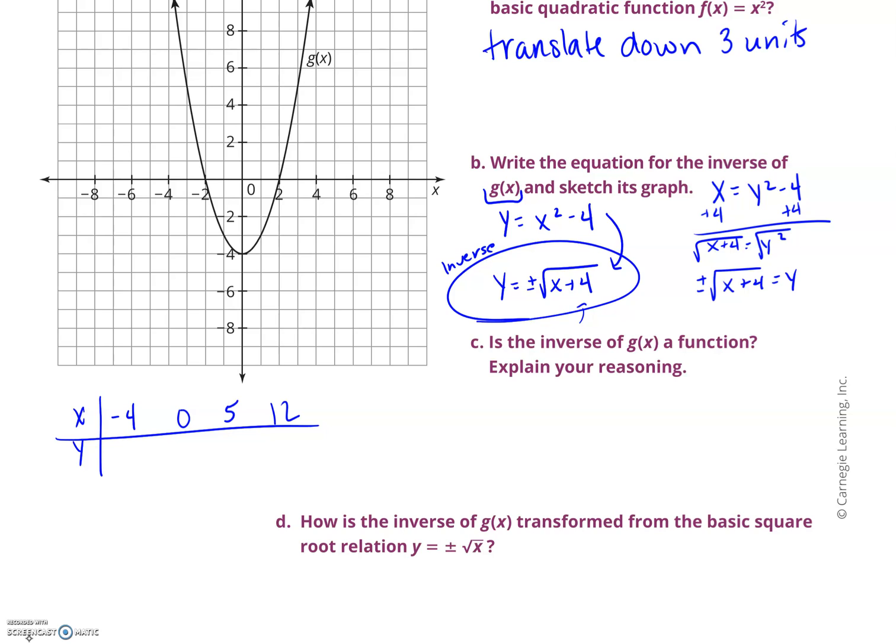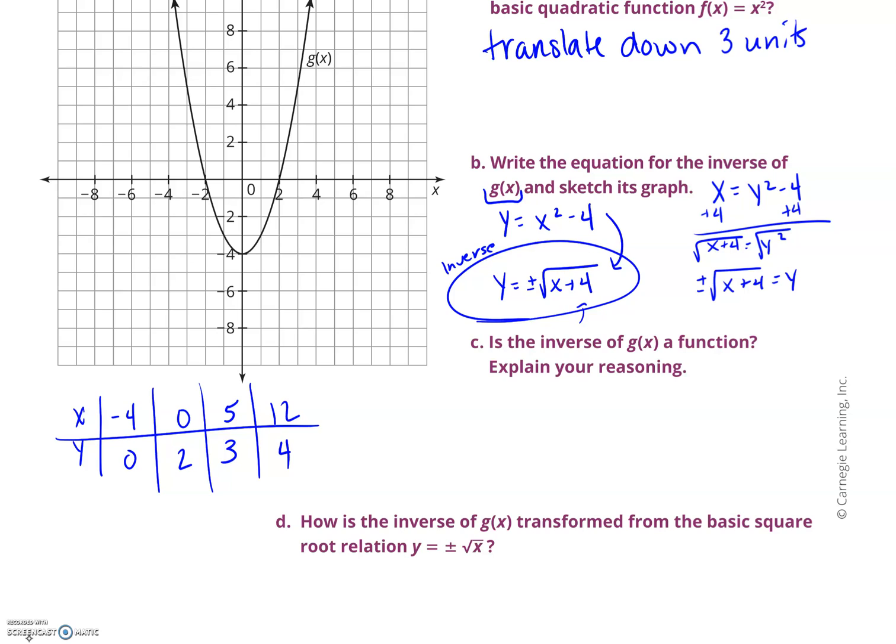Okay. So if we substitute -4 in for x, then we get 0, and the square root of 0 is 0. If we substitute 0 in, 0 plus 4 would be 4. The square root of 4 would be 2. If we substitute 5 in, 5 plus 4 would be 9. The square root of 9 is 3. And if we substitute 12 in, 12 plus 4 is 16, and the square root of 16 is 4. So again, I just picked x values that would make this easier to graph.